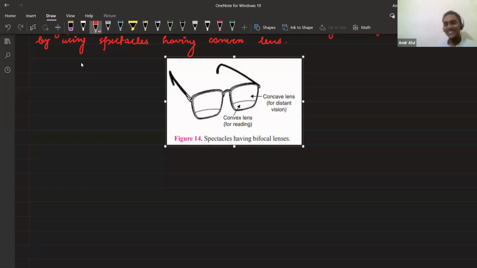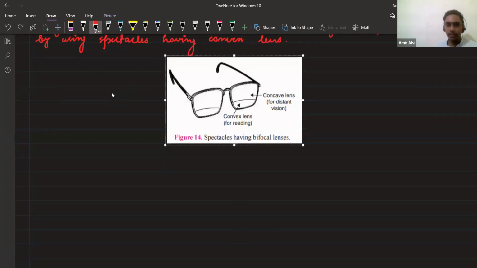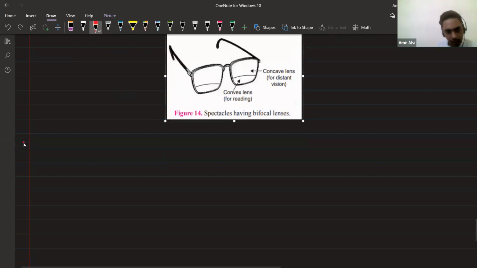Okay, so the last option that is left is cataract, the last defect of the eye. So cataract is a medical condition. It is not a defect of the eye properly. It is a medical condition in which the eye lens becomes milky, and it leads to blurry vision. It can only be removed by surgery. The only possibility to remove this disease is by surgery.